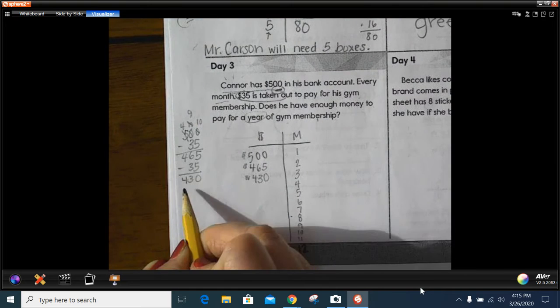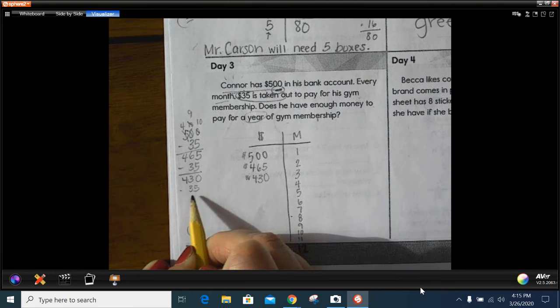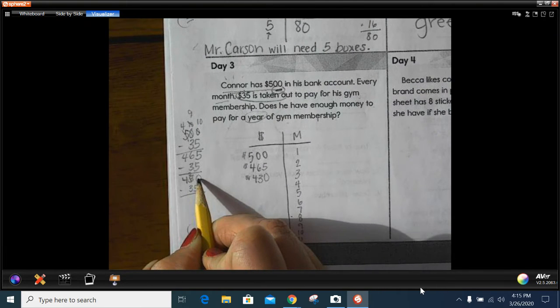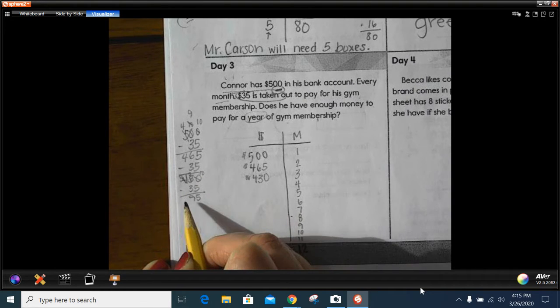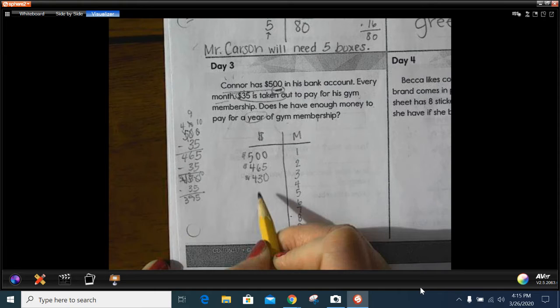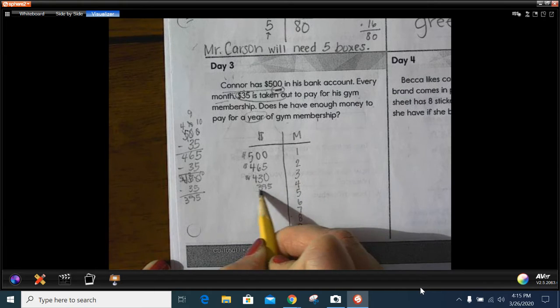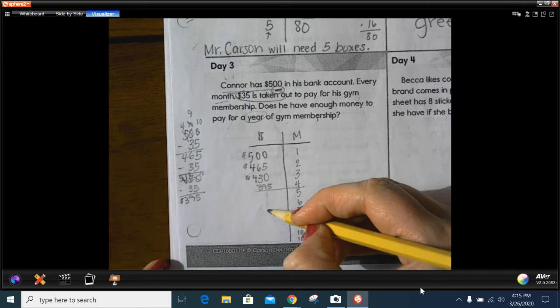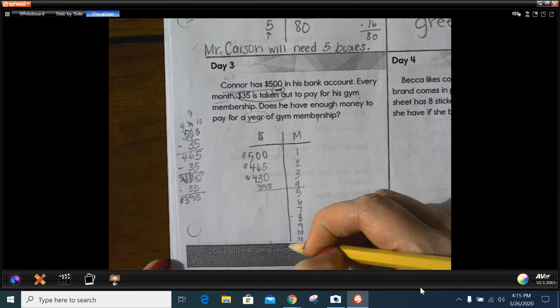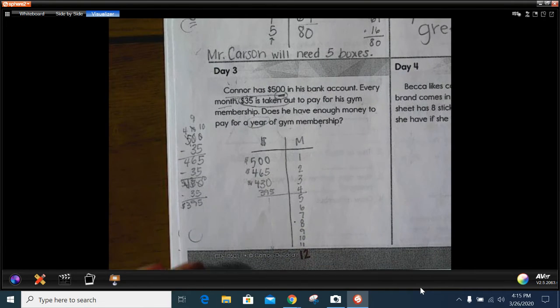Okay, so I'm just going to zip through and kind of do this quickly. So 3, so we have 395. Okay, so keep doing each step all the way down. Keep subtracting till you get to month 12, and we'll find out how much money there is, guys.